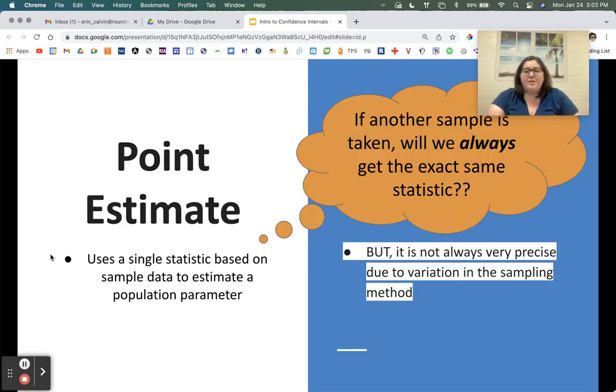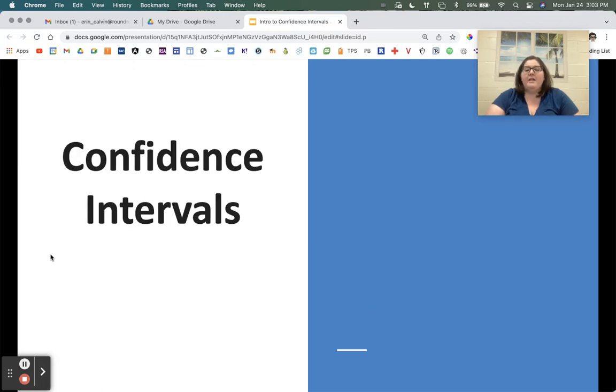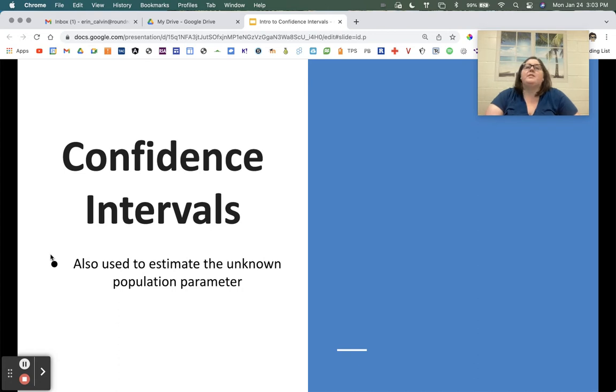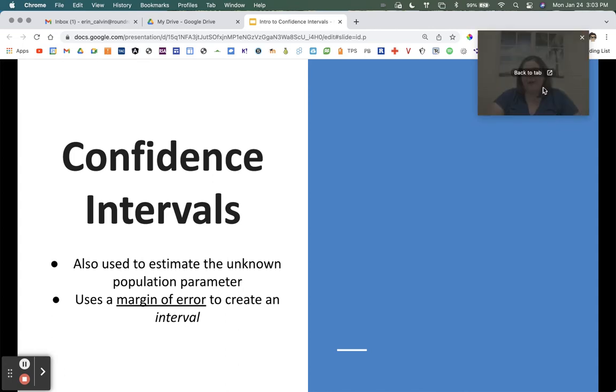So think about that 32% that came from a sample. If I take another sample of parents and ask them, how many of you have completed surveys for your child's school, are we always going to get the exact same statistic? Probably not. So that's where confidence intervals come in. A confidence interval is also used to estimate the unknown population parameter, but we're going to do it with an interval, meaning we have something called a margin of error.